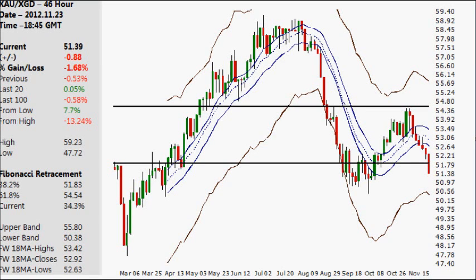Welcome to part two for this weekend's technical analysis videos. The first one was only on silver, multiple time frames. This one will be on the gold to silver ratio, so ignore this XGD. It's supposed to be XAG, but that's how it is.